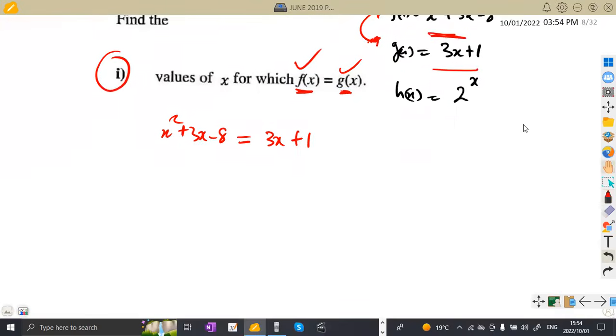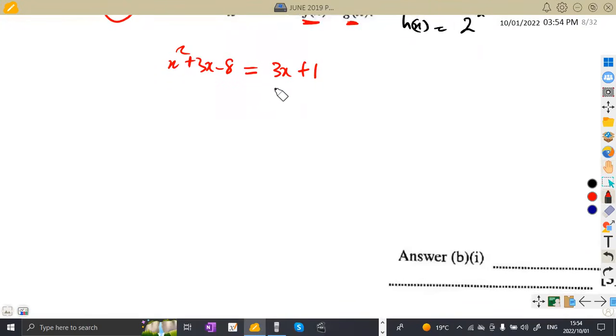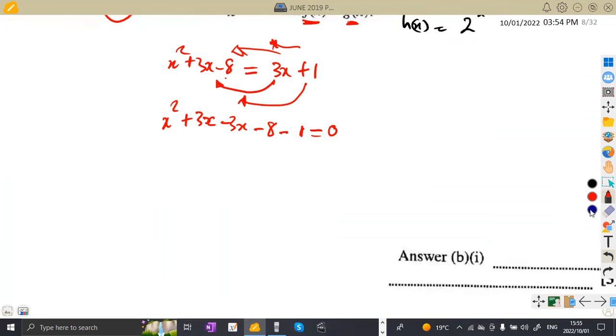So solve for x. How am I going to solve for x? I'm just going to try to collect all the terms to one side of the equation. So I'm going to have x squared plus 3x. This was 3x. If I transpose the 3x here to the left-hand side, it's going to be minus 3x. Already I'm having negative 8. Transpose the positive 1 to the left-hand side is going to be a negative 1. So from there, I can simply collect like terms. That will be 3x minus 3x, that's a 0 here. So I'm going to have at the end here x squared minus 8 minus 1, which is minus 9, is equal to 0.